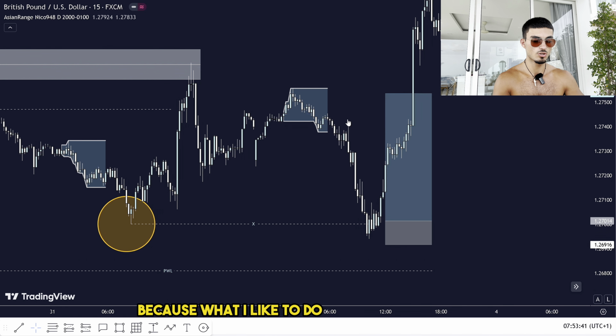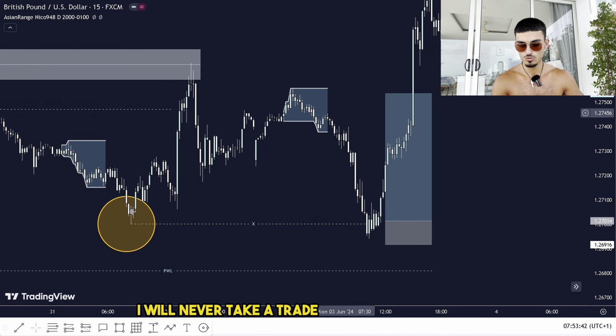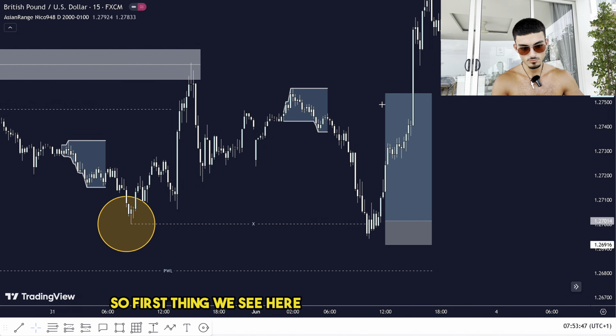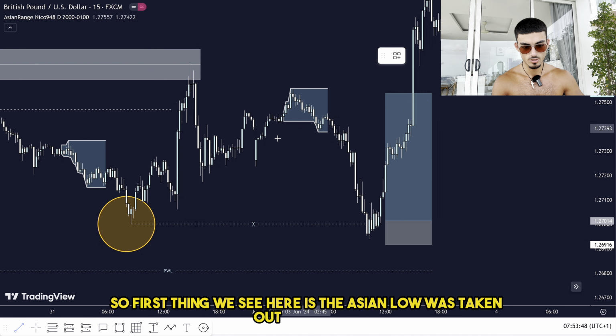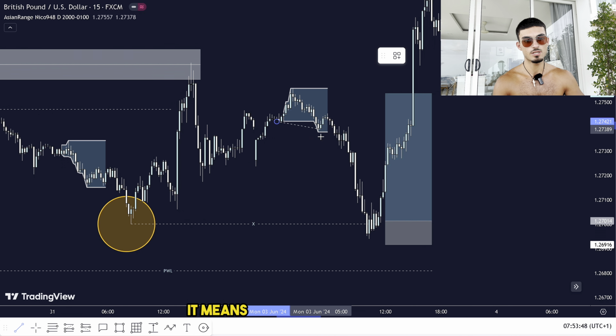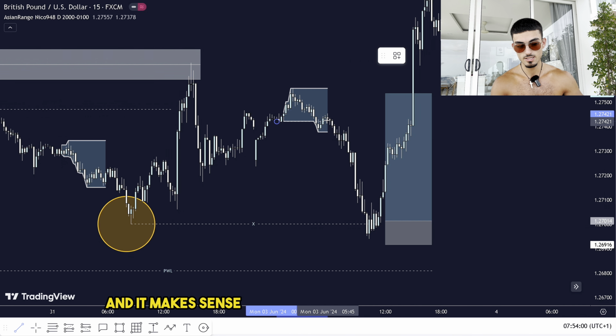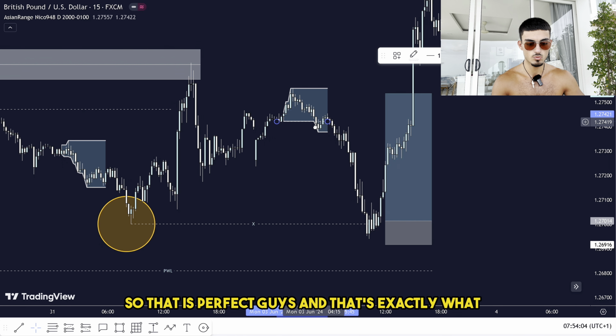Because what I like to do is, as you guys know, I will never take a trade unless the Asian high or the Asian low is taken out. So the first thing we see here is the Asian low was taken out right here. And what does that mean, guys? It means we want to target buys. Does this make sense with our higher time frame analysis? Yes, it does, because like I said, we were bullish. So I wanted to see buys, and it makes sense because the Asian low is also taken out. So that is perfect, guys, and that's exactly what I wanted to see.